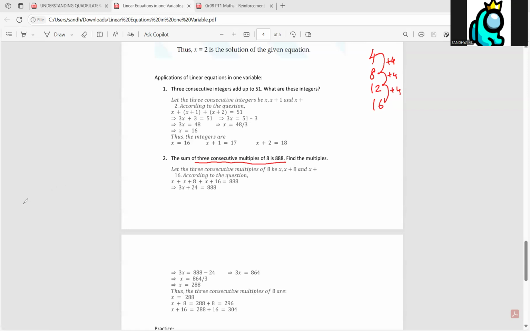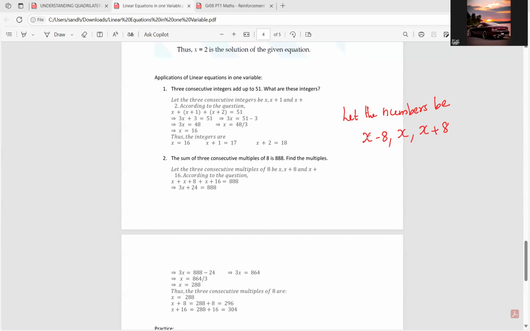Similarly, if it is the 2 table, add by 2. The 8 table means add by 8. So consecutive numbers have a difference of 8. In the previous question we took x minus 1, x and x plus 1. So here we will take x minus 8, x and x plus 8. Fatin, understood this point? Yes, ma'am.